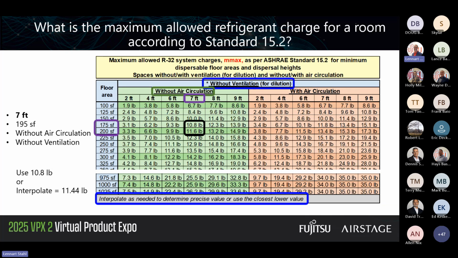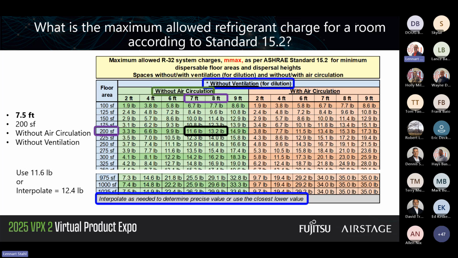But I could also interpolate and see where that 195 would land using the 10.8 and 11.6. That gives me 11.44, so it's almost 11.6, a little less when I interpolate. But if you take the closest lower value, you should be good.